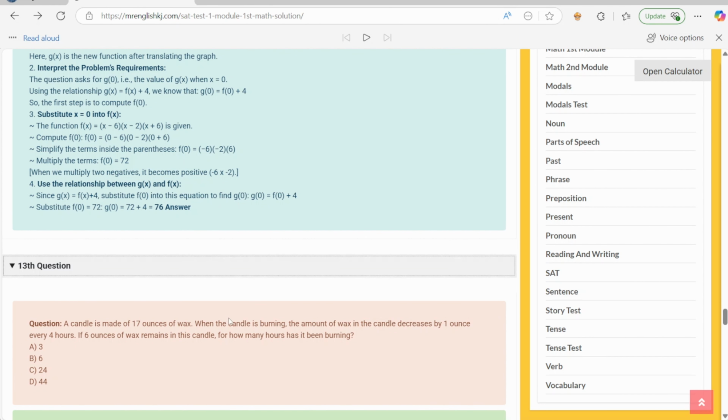Let's start our 13th question. A candle is made of 17 ounces of wax. When the candle is burning, the amount of wax in the candle decreases 1 ounce every 4 hours. If 6 ounces of wax remains in the candle, for how many hours has it been burning? We need to count the hours.